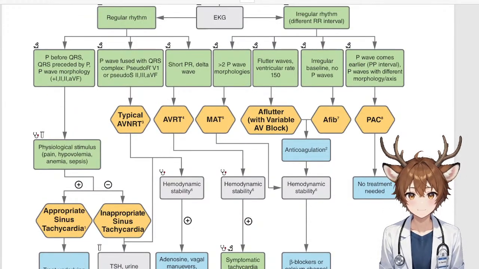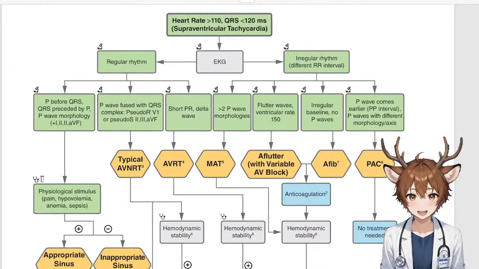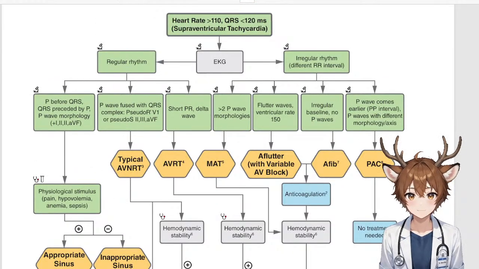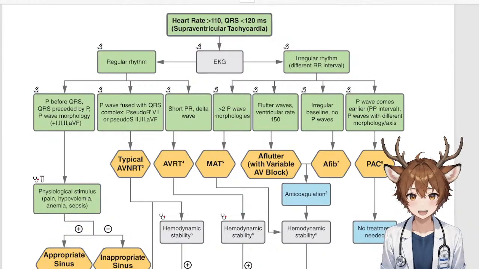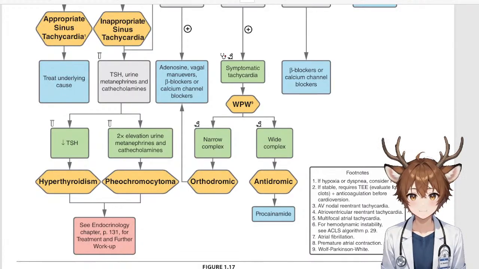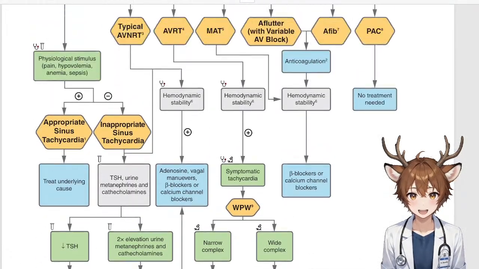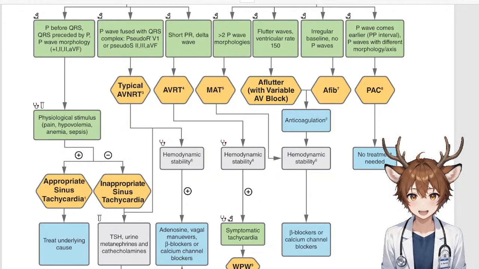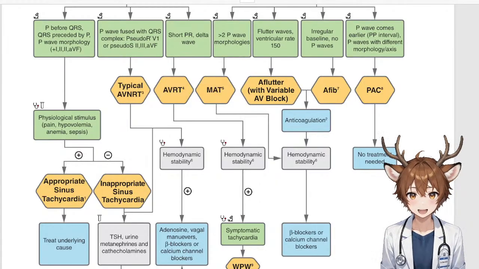Hopefully that helps. Let's say we're talking about irregular stuff now. Let's talk about irregular stuff. So irregular rhythm and different RR interval. Let's say it's greater than 2 P wave morphologies, in which case it's MAT, referring to multifocal atrial tachycardia, in which case if there's hemodynamic stability, do beta blockers or calcium channel blockers.